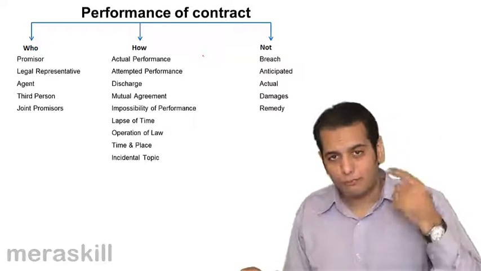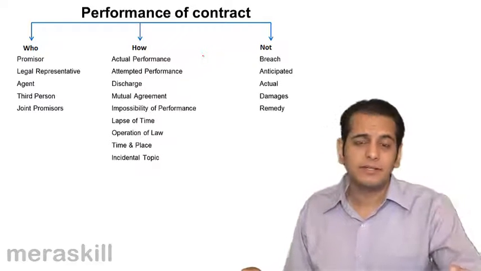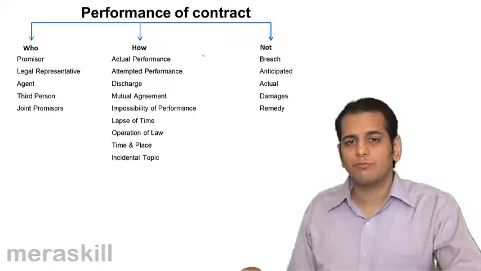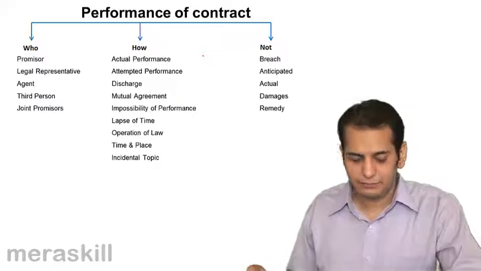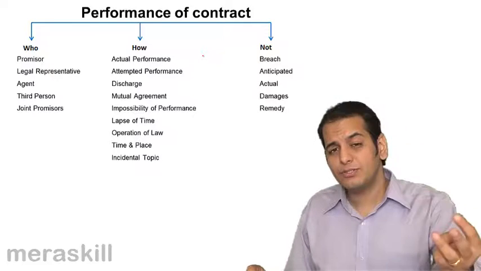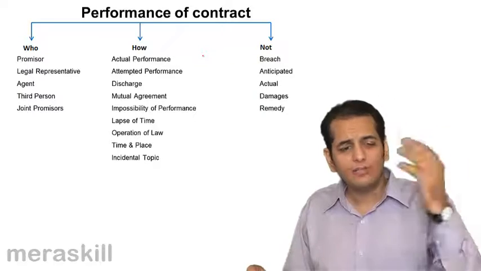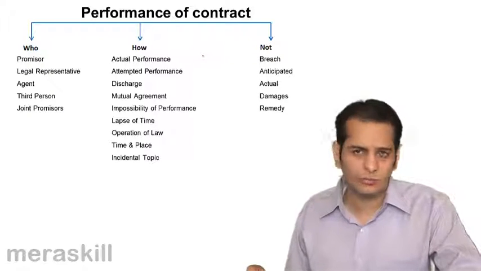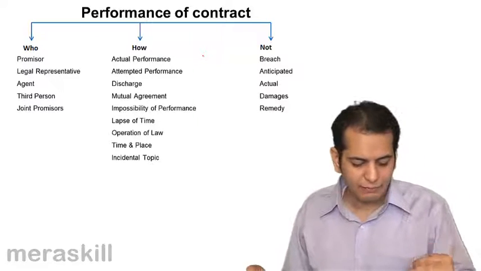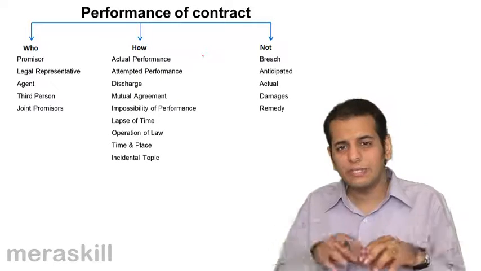We said the promisor himself can perform the contract, the legal representative or the legal heir can perform the contract if the promisor has died. Third, the agent of the promisor can perform the contract. Fourth, any other person, maybe friend, relative, or even a stranger to the promisor can also perform the contract. And finally, we said joint promisors can perform the contract. Any of the joint promisors.